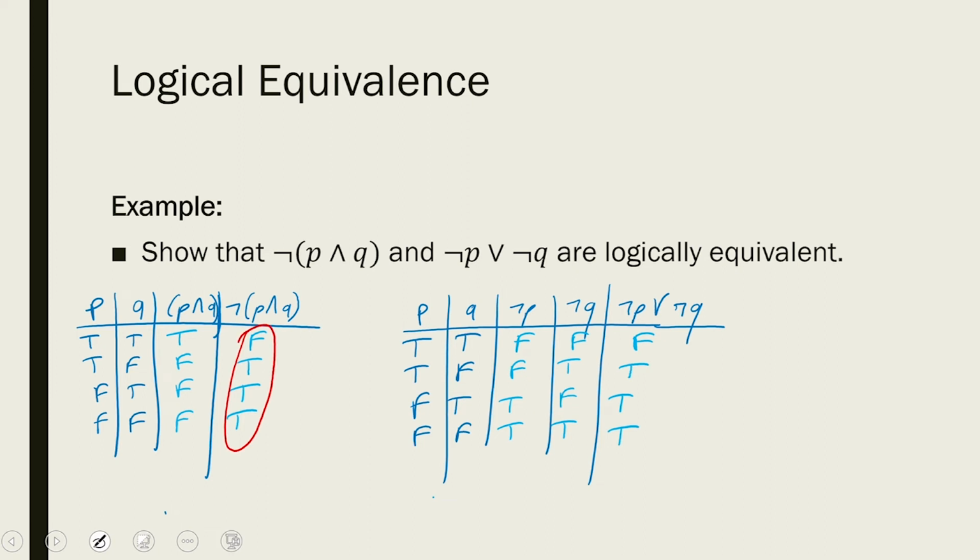Now if we look at the last column of each table, we see that we have the same thing. False, true, true, and true. So we can say that the two compound propositions are logically equivalent.